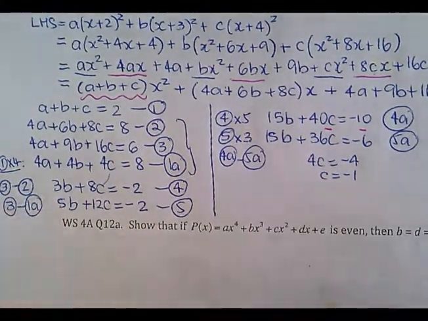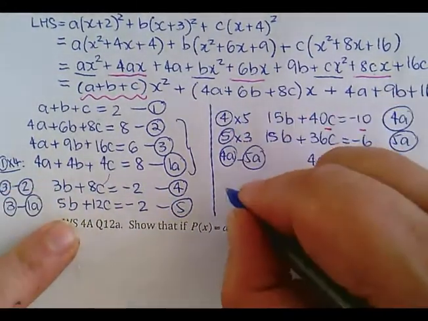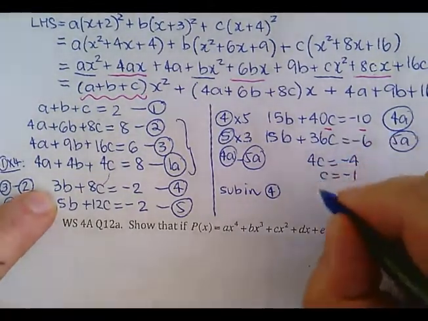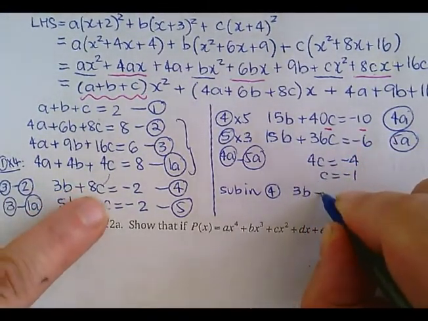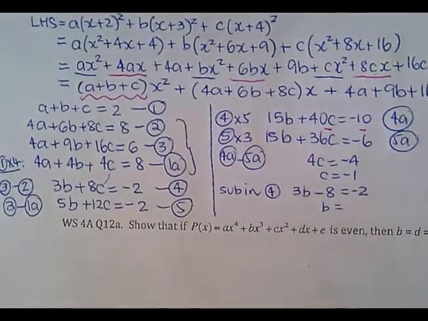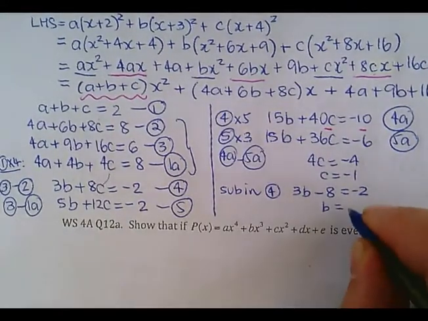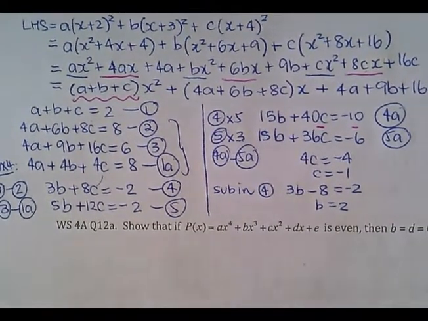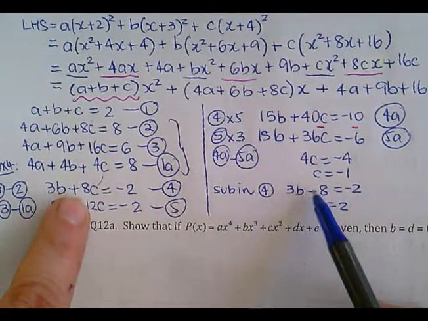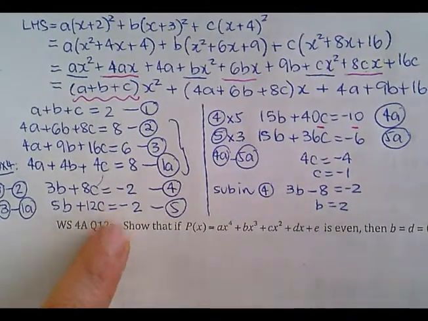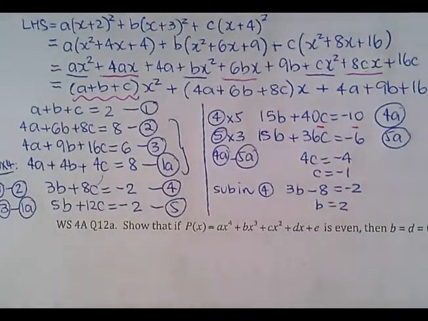Substitute that into whatever looks nice, maybe 4 or 5. I'm going to put it in 4. We've got 3b plus 8 times negative 1, which is minus 8, equals negative 2. Take that over, you get 6 divided by 3. That gives me 2. So b is 2. And now you can put b and c into equation 1.